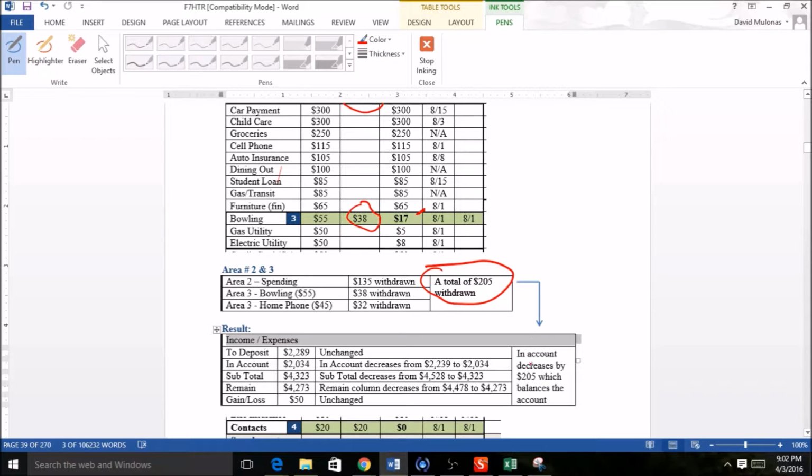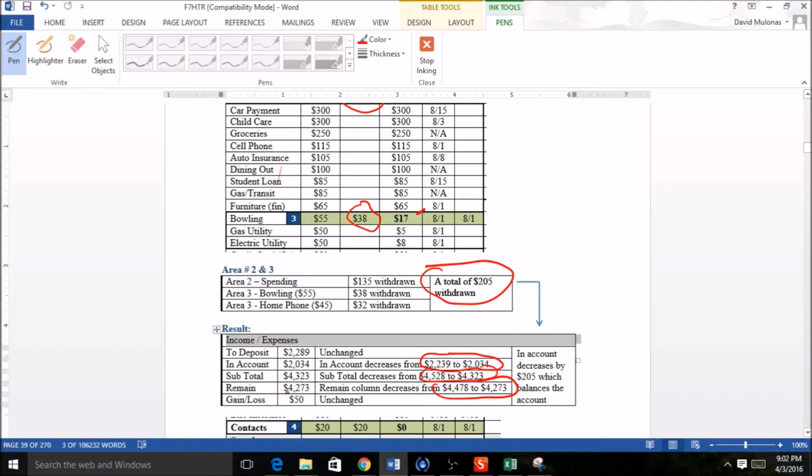So we go down here and the in-account decreases by $205. So that's a straight balance. We know that these go down by $205, and so our in-account again decreases right here. Here are the numbers. $205 is a result of these two figures right here. And then, onward, down, onward, down.